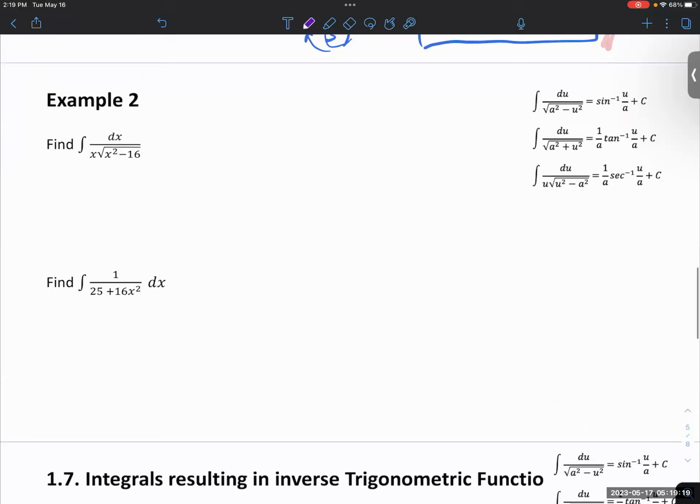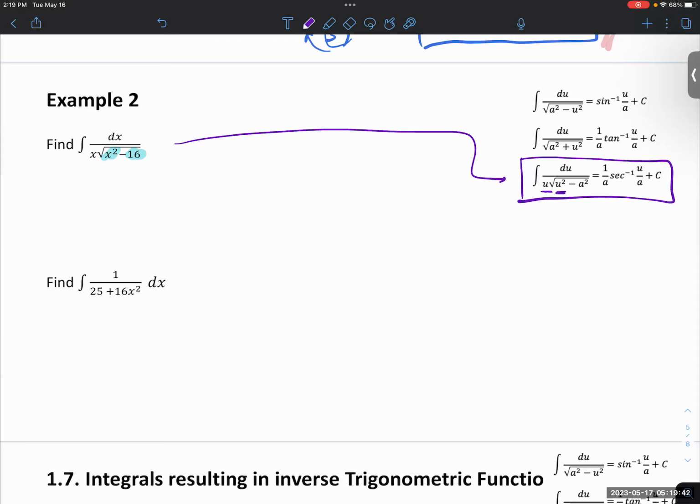So we have this one. I'm going to modify it a little bit. So x times the radical of x squared minus 16. Look at this, x squared minus 16. We know that 16 is a perfect square number. And then what do you guys think? This is exactly matching with the third one. U is the variable, and a is a constant. So x is u, with the radical of x squared, u squared.